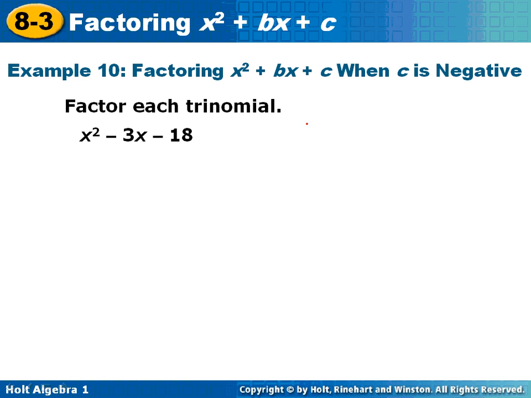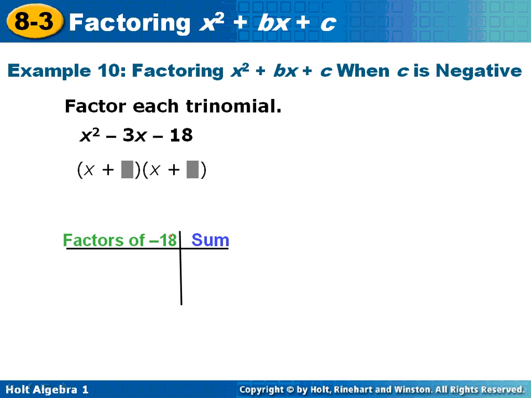Definitely pause it and see if you can get this one. I know that I'm going to have to fill in two numbers, and I know I have to make a table. The factors of negative 18, they have to multiply to give me negative 18. They have to add to give me a negative 3. So I'm going to start with 2 or 1. Negative 1 times 18 is 17. I know that one of these factors has to be negative. Negative 2 times 9, that would give me 7. That doesn't work.